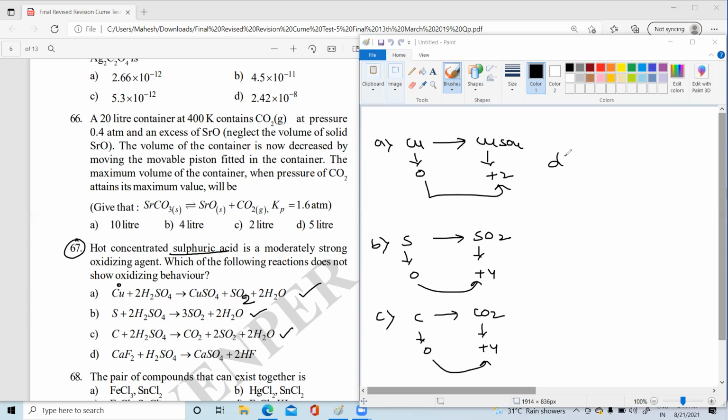But in option D, students, CaF2 is converted into CaSO4. Even here calcium is in the +2 state, and here also calcium is in the +2 state, students. Let's say it is an ionic exchange reaction. Here there is no oxidizing power. So this is the correct option, students. In this, oxidation behavior is not shown. Okay, option D is the correct one.